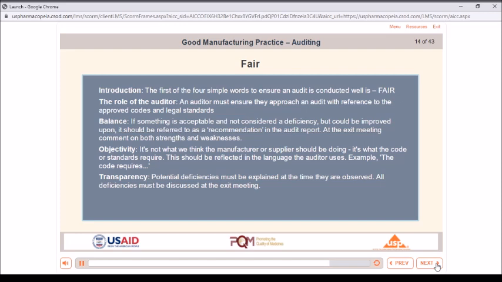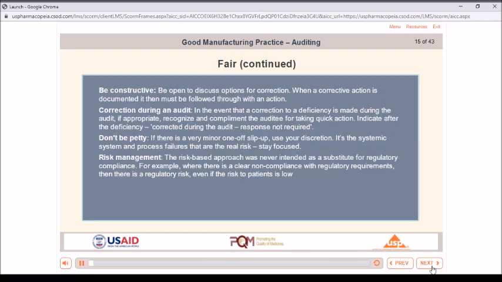Transparency. Potential deficiencies must be explained at the time they are observed. All deficiencies must be discussed at the next exit meeting. Fair, continued. Be constructive. Be open to discuss options for correction. When a corrective action is documented, it then must be followed through with an action.